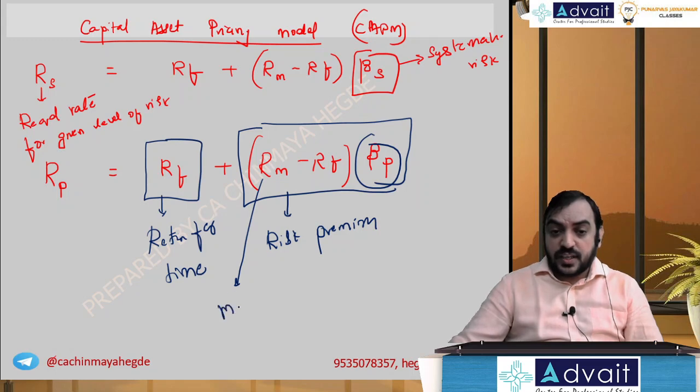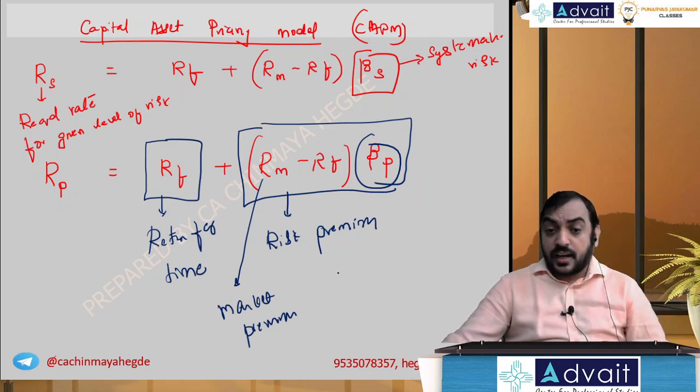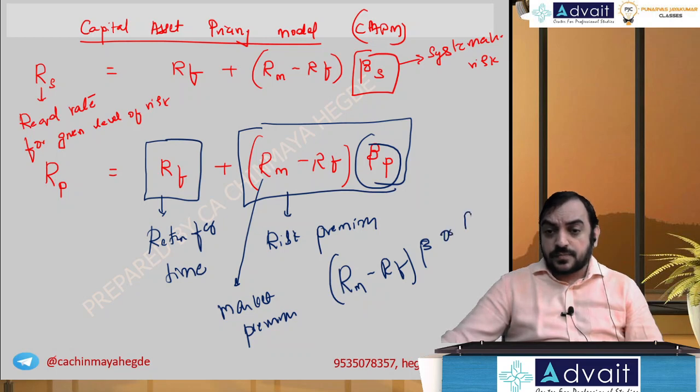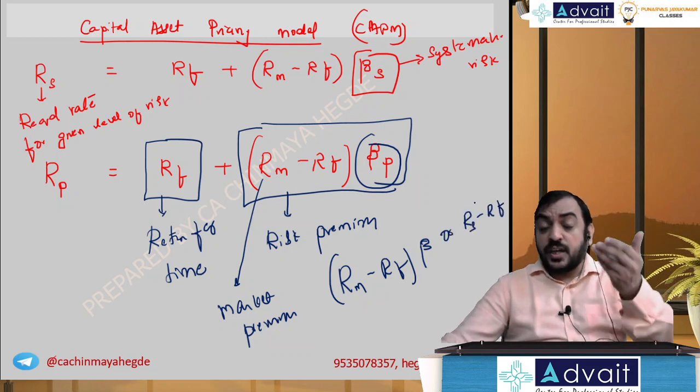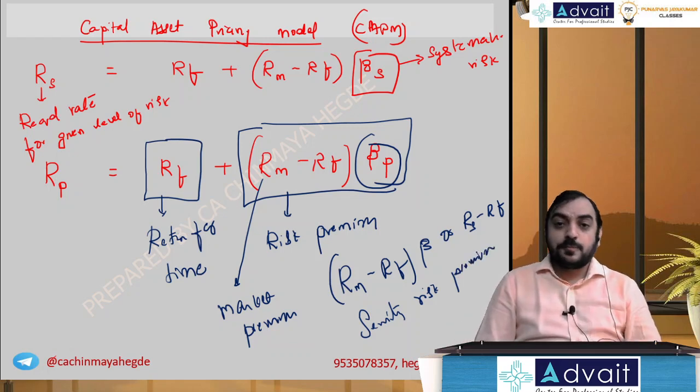RM minus RF is called the market premium, over and above the risk-free rate to be given by the market. And RM minus RF into beta, for the risk of the security, minus the risk-free rate: over and above the risk-free rate, how much you are getting, that is called the security risk premium. Let me give a numerical example for you.